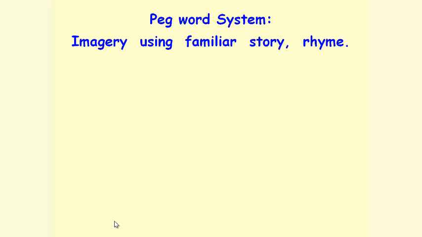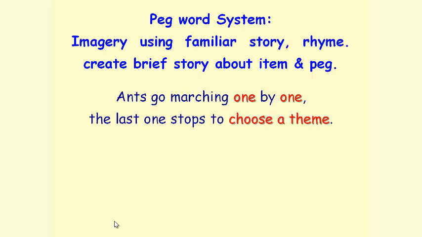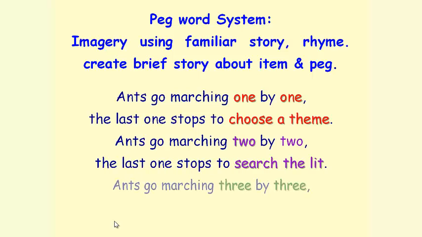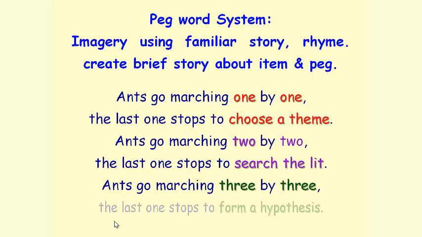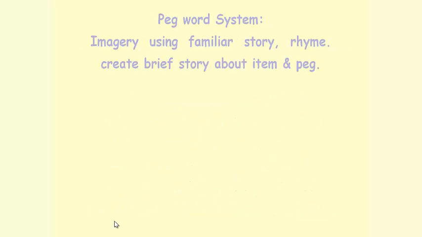Okay, this is a rhyme that you're familiar with, with some imagery. So we're going to use it again with the scientific method. So we're going to say the ants go marching one by one, the last one stops to choose a theme. The ants go marching two by two, the last one stops to search the lit. The ants go marching three by three, the last one stops to form a hypothesis.